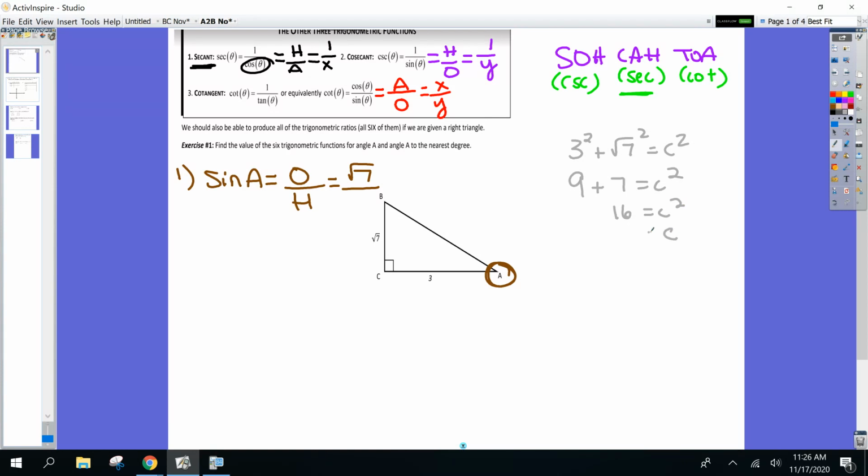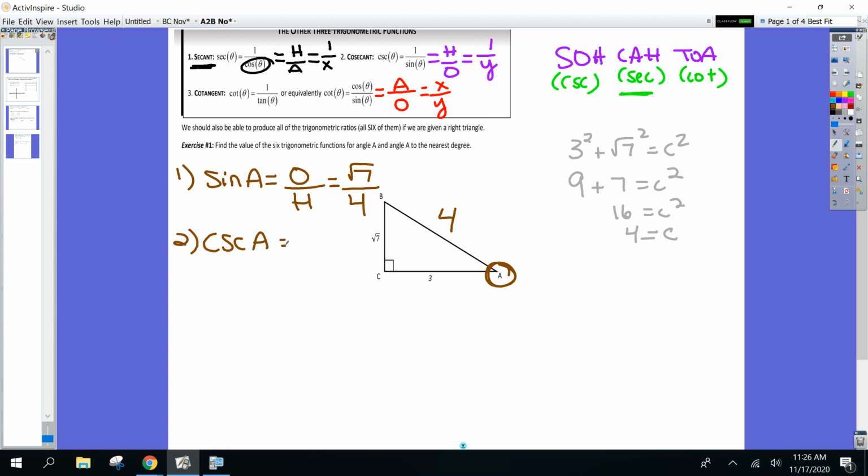Are you guys getting 4 for the hypotenuse? 4. So it's radical 7 over 4. All right, we still got a couple more to go, though. So I just found sine. I'm going to suggest now, ready? You find cosecant of A.